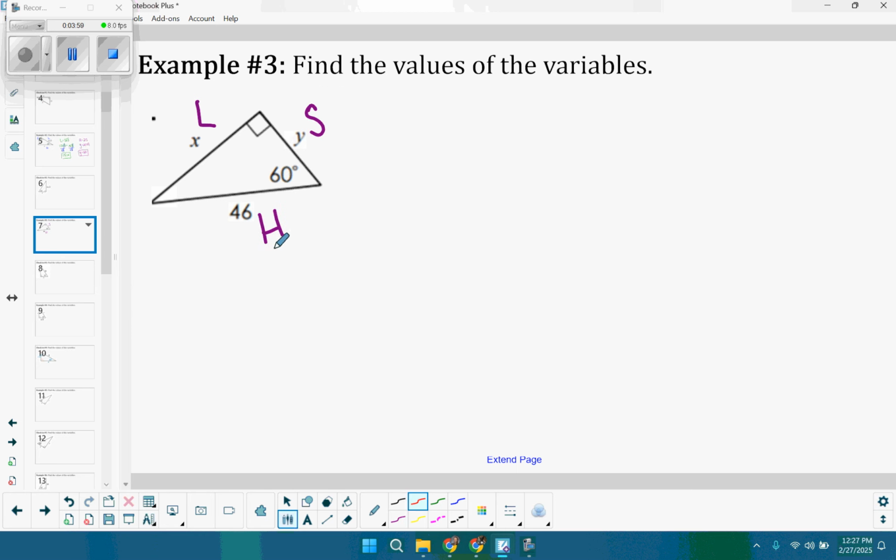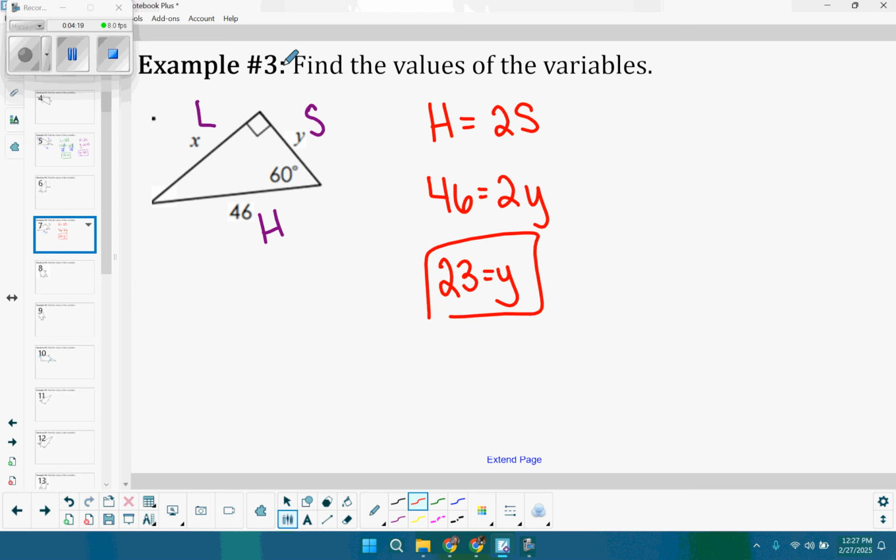This time I know H, so I must start with the formula that has an H in it. So H is equal to 2S. We're going to substitute 46 in for H, and we're going to substitute Y in for the short leg. So if I want to solve this, I have to divide by 2, so we get 23 is equal to Y. And again, I'm going to fill that in on my picture so I have it for later.